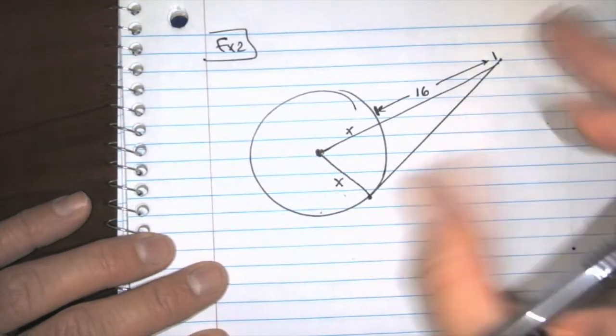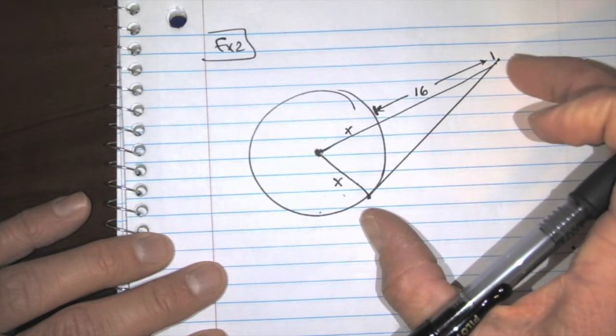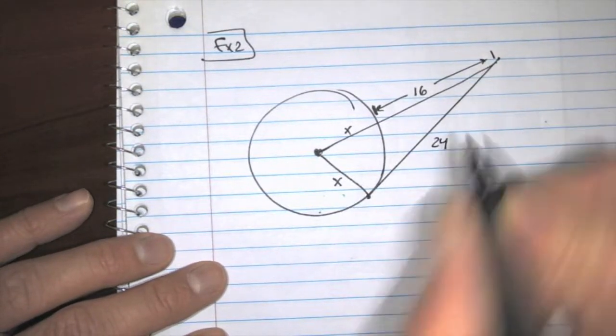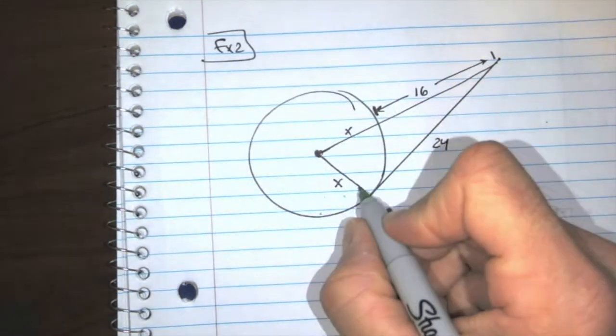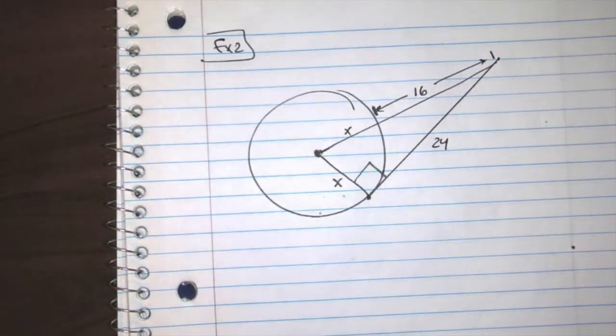And the tangent line segment is going to be 24. All right. Here we go. Same old, same old. I think we're going to do the Pythagorean theorem. You know it's a right angle right here. So let's use the Pythagorean theorem.